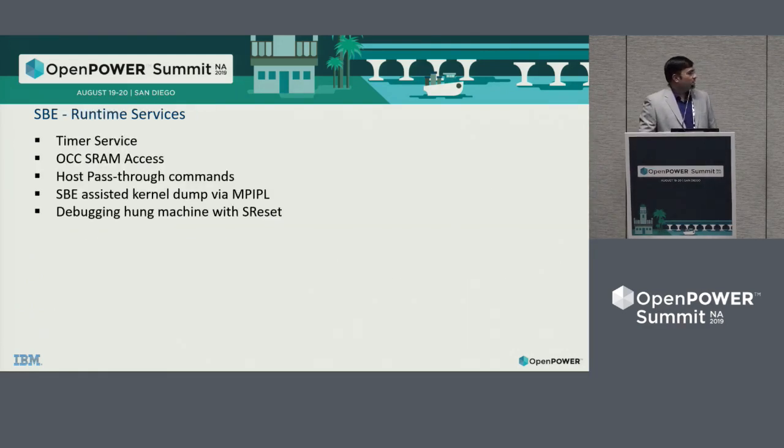Runtime services are the timer ones which we have given for Linux. We could end up accessing OCC SRAM from the BMC, but we don't have that use case yet. Host pass-through commands for the hardware monitoring between OCC and BMC. SBE asserted kernel dump, which was the FA dump we spoke about. And then debugging a hung machine. I think the NMI request, which was put up on the charts yesterday, is also supported by the SBE. So there's a chip op which does thread control. And if you do an S reset, it would actually go and get the chip out of a hung mode for Linux.